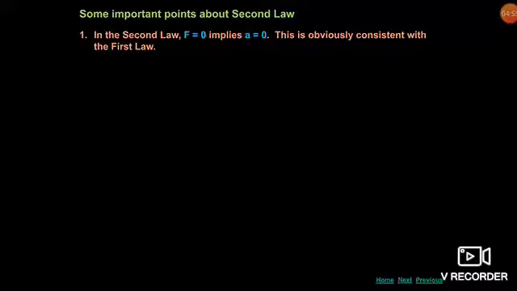Now we talk about some important points about the second law of motion. First, in the second law, if force is 0, it means acceleration is 0.